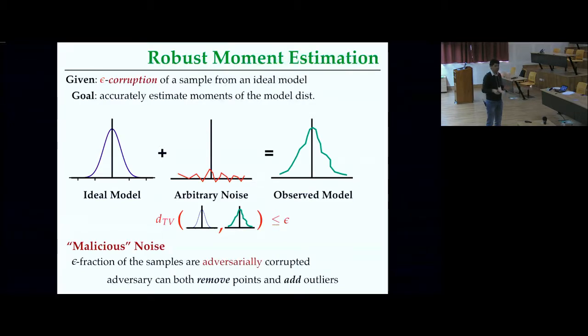Okay? So this model of noise is called malicious noise, where an epsilon fraction of the samples can be modified adversarially. And you get the result of this adversarial corruption. Your goal is to somehow estimate the moments of the distribution that generated the IID sample before the adversarial corruption. So is the model clear?